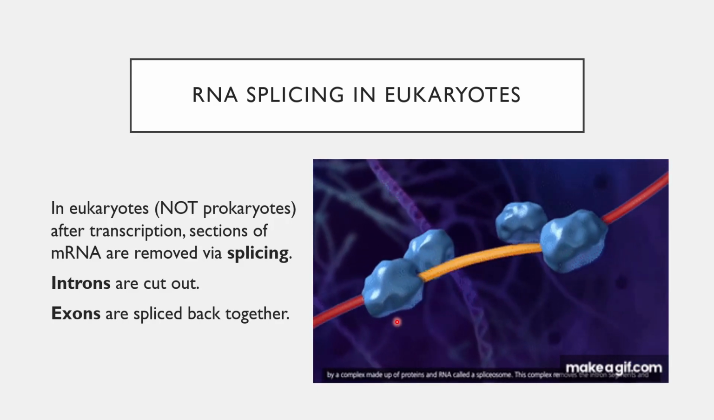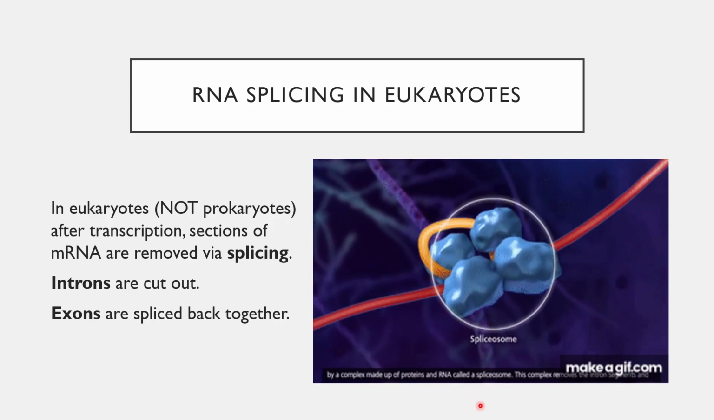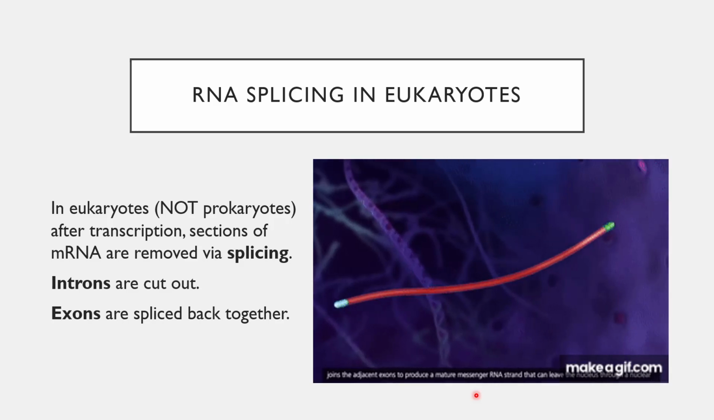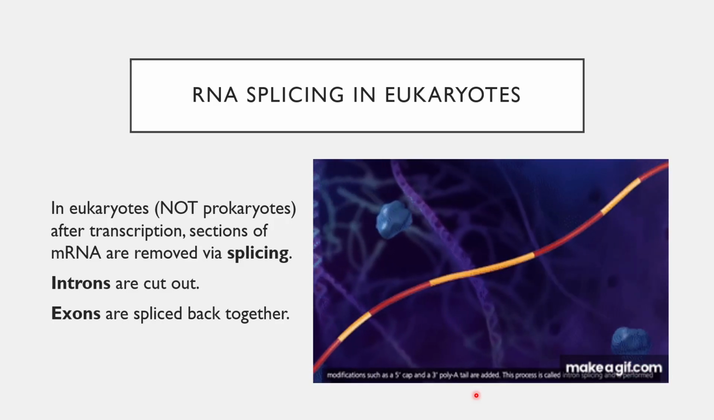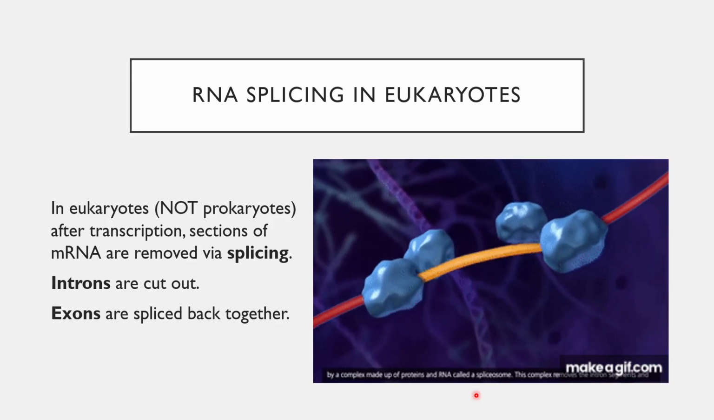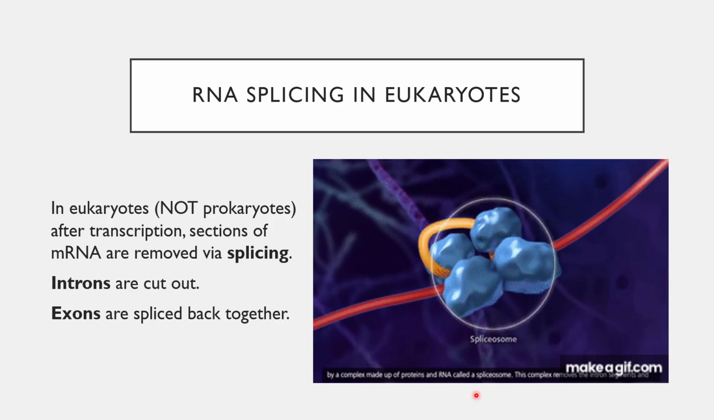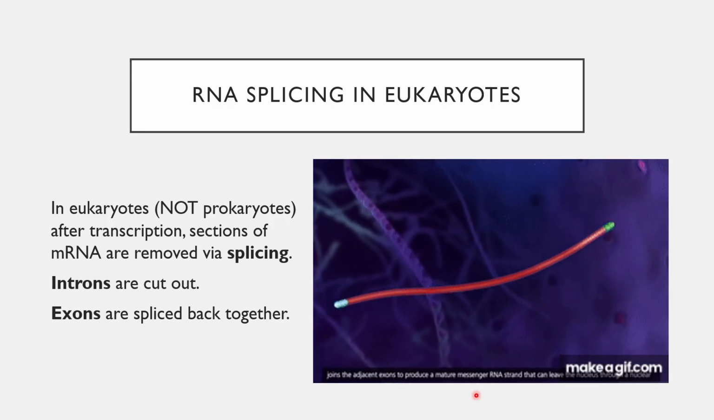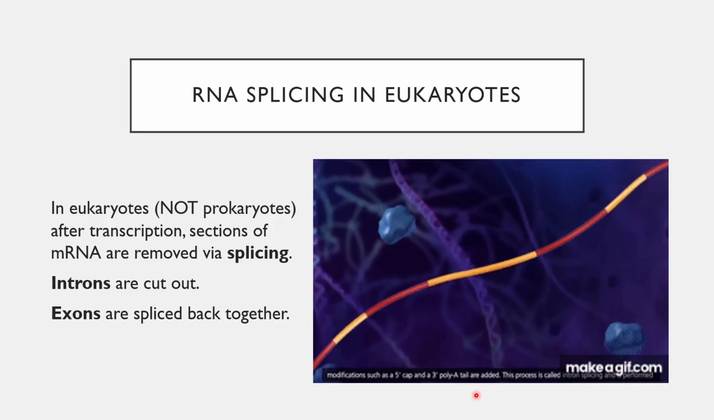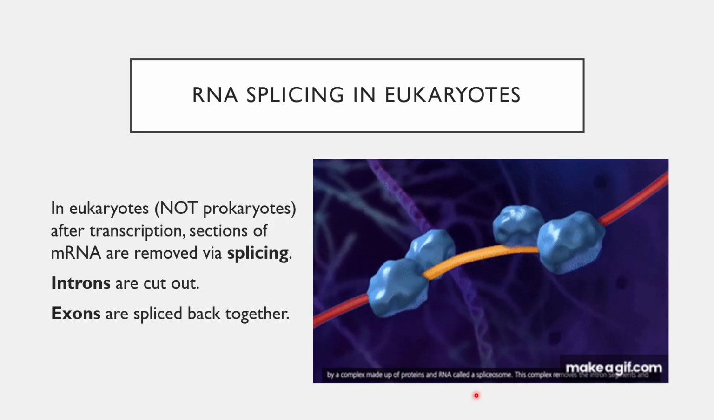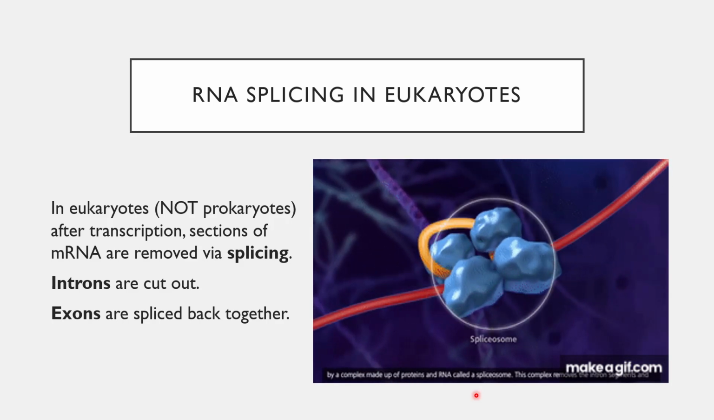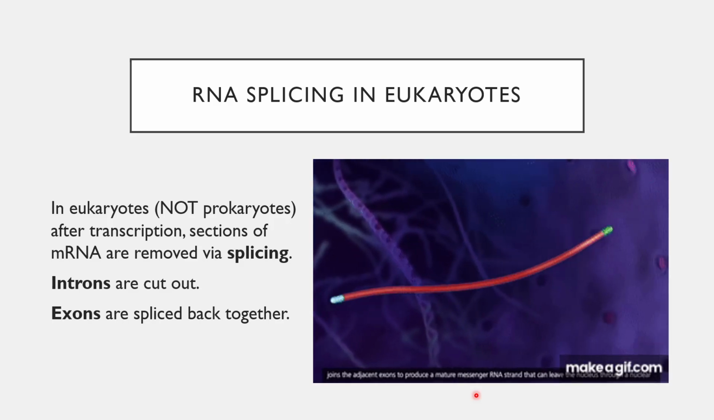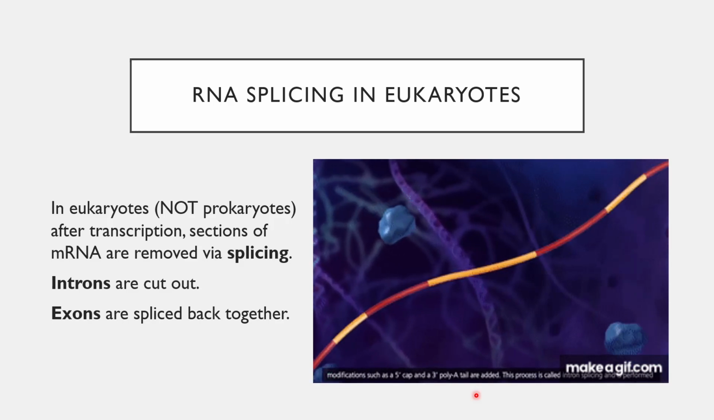And you can kind of think about this like if you go to the library and you make a photocopy, and then before you take it home, you sit there and you cross out the pieces that you don't like. Maybe you made a copy of a recipe for spaghetti, for example, and there's some steps in that process of making spaghetti that you're totally not interested in doing. And so you cross those steps out. What remains are the exons that are spliced back together.